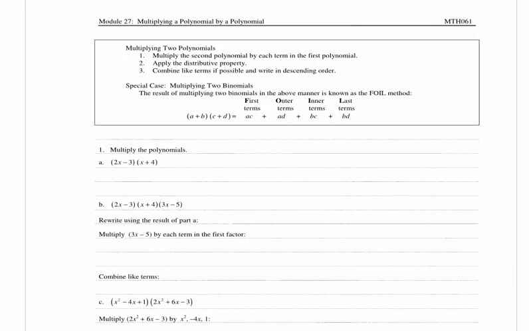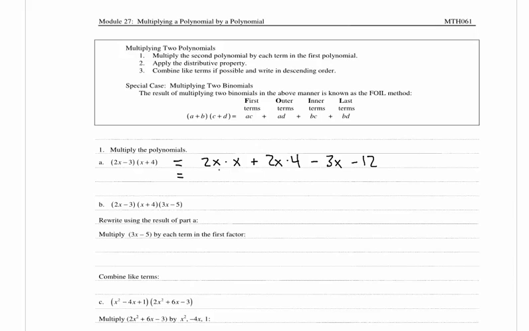This is our FOIL method. So we're going to multiply the first terms together, which is going to be 2x times x. Then we're going to multiply the outer terms together, so 2x times 4. Then we're going to multiply the inner terms, so we have negative 3 times x, negative 3x. And then we're going to multiply the last terms, so negative 3 times 4 is negative 12.